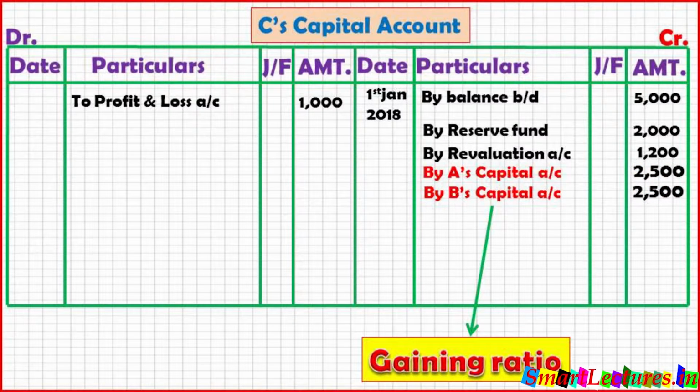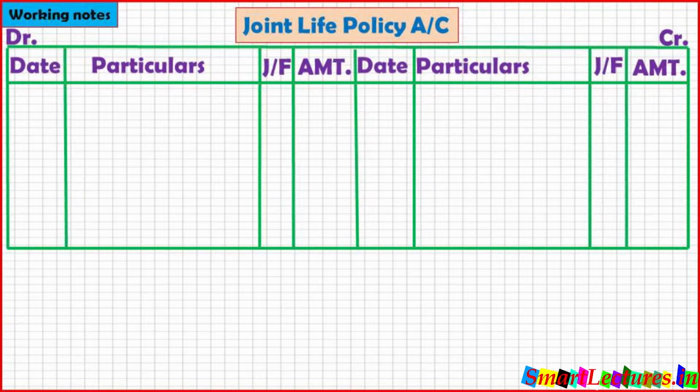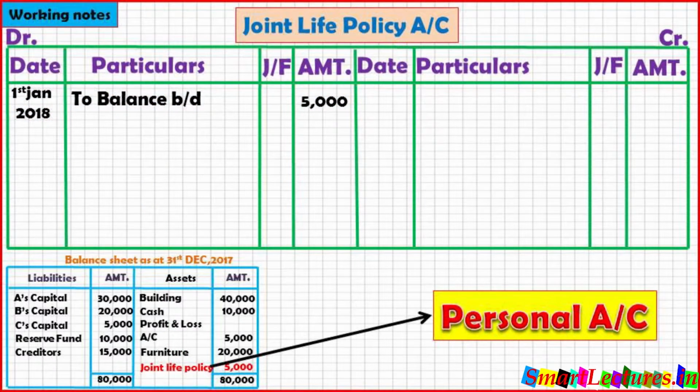And after goodwill, we have to settle the joint life policy. You know, in the joint life policy, asset method, you know it very well how to prepare the joint life policy account. So come to the working notes. On 1st January 2018, to balance b/d 5,000 rupees. This figure has been taken from the balance sheet asset side, because last year the closing balance in the balance sheet was 5,000. Next year it will become the opening balance of the joint life policy. Be careful, joint life policy is a personal account in this question.